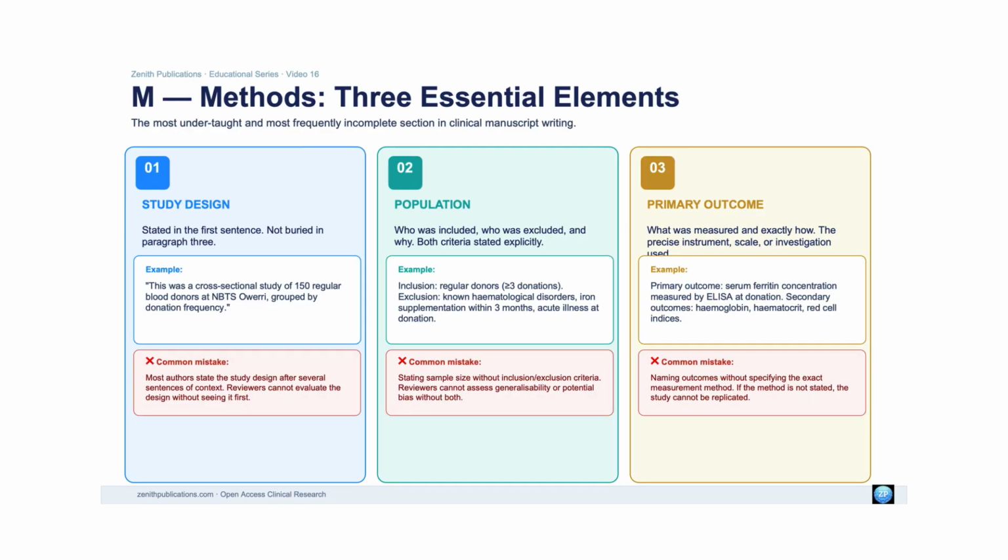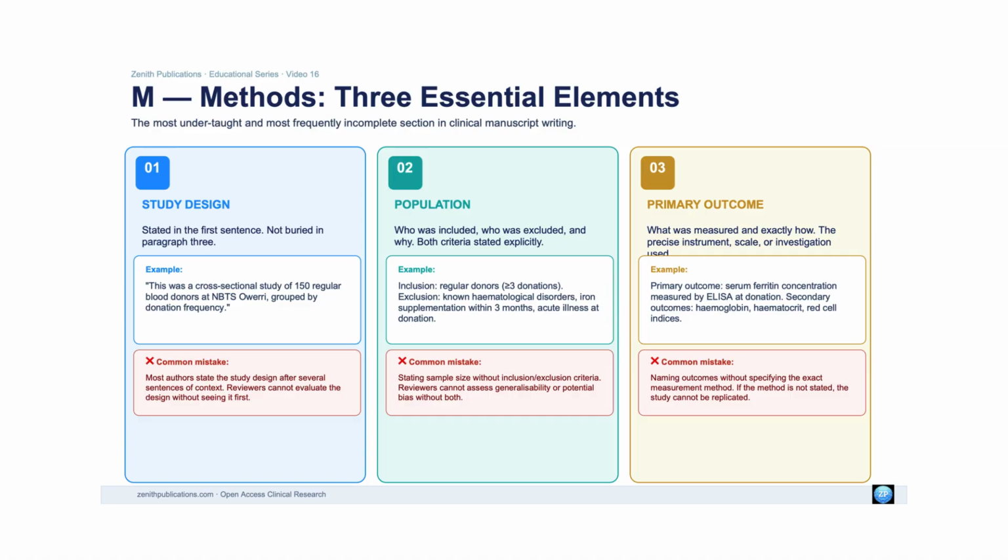The methods section is the most undertaught part of clinical manuscript writing. Most authors write it too briefly, assuming the reader already shares their context. Most reviewers reject it for the opposite reason, not enough detail to replicate the study. 3 things your methods section must contain.